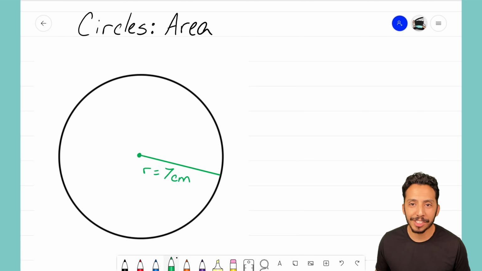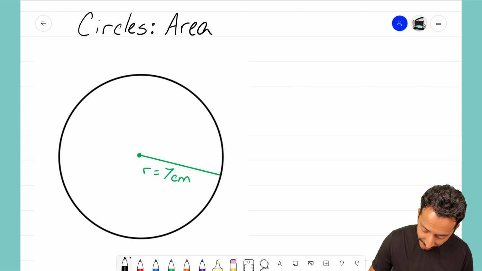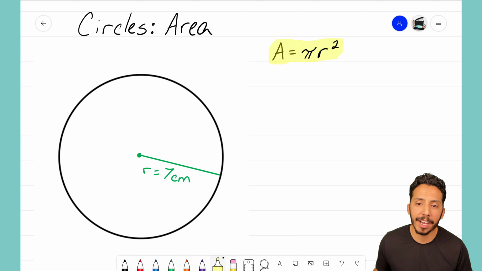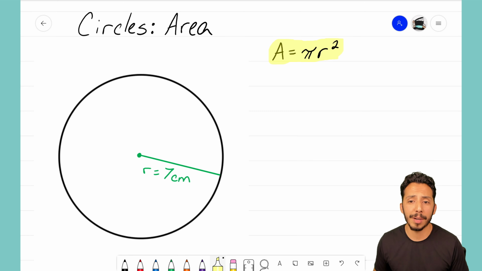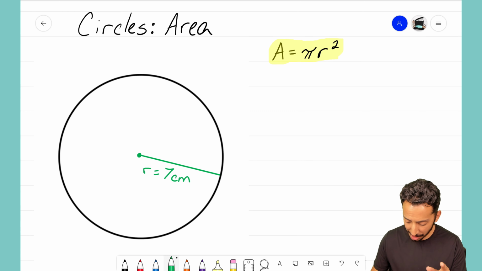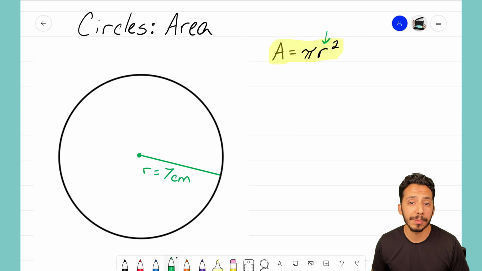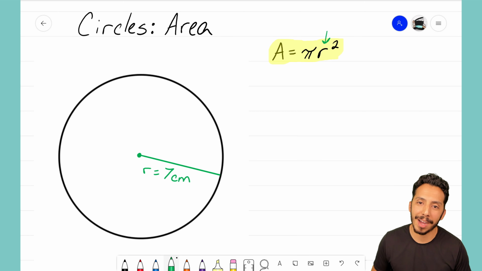Just like with the circumference video before this, we have an area formula as well for a circle. That formula is area equals pi r squared. Right there is going to give you the area for any circle that you come across. Notice the only piece of information you need for your circle is the radius. You're going to take that number, square it, and then multiply it by pi.